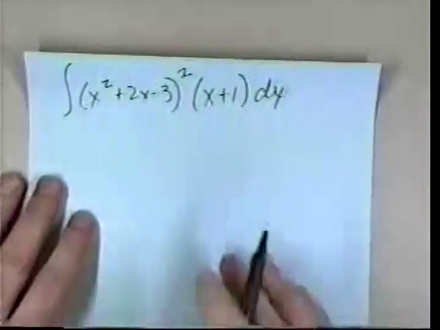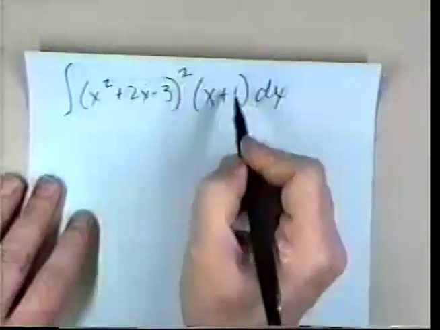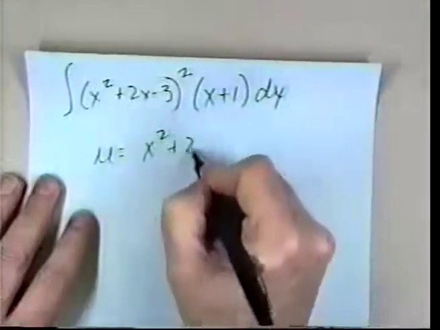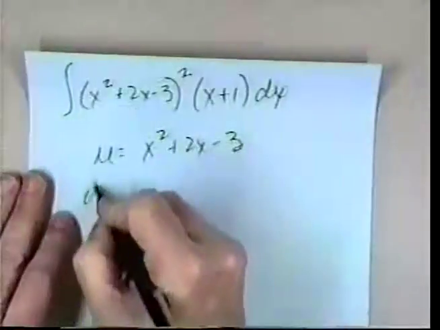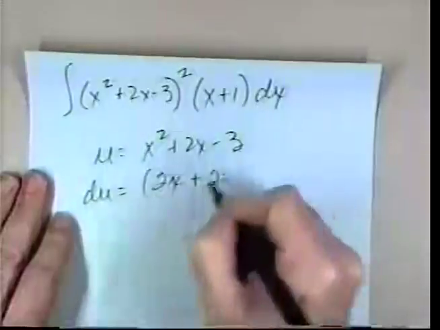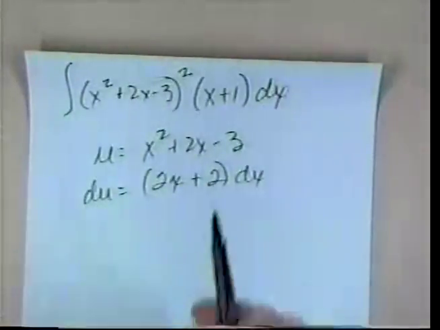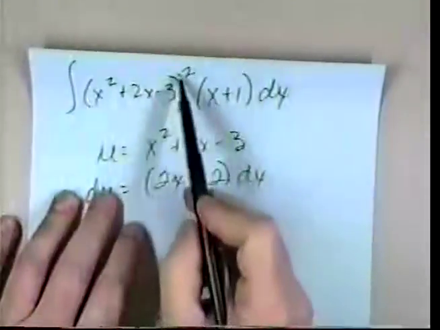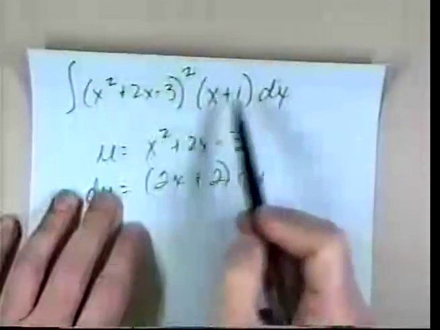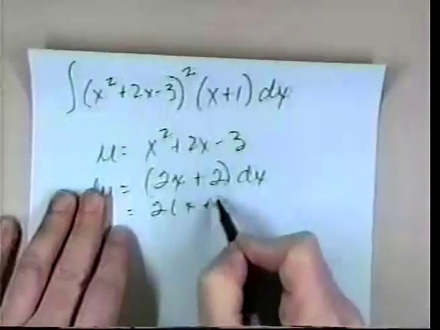So let's do a little quick u substitution here. I'm going to choose the more complicated one, the one that is not the derivative of the other, and let u be x squared plus 2x minus 3. In that case, du is 2x plus 2 dx. Now when I go back for u substitution, this is u squared, which is very nice. I almost have all of du right here. The only thing I'm missing for du is a factor of 2.